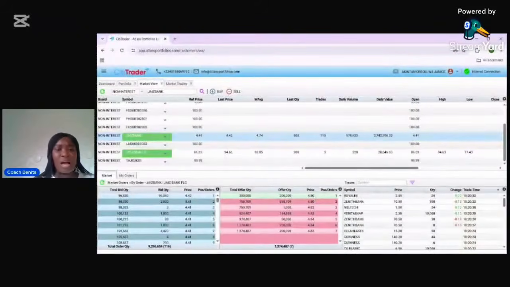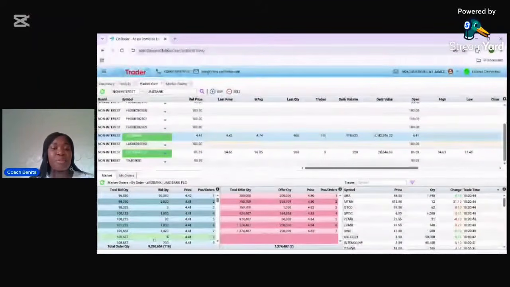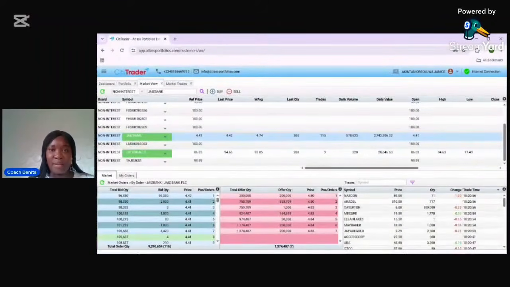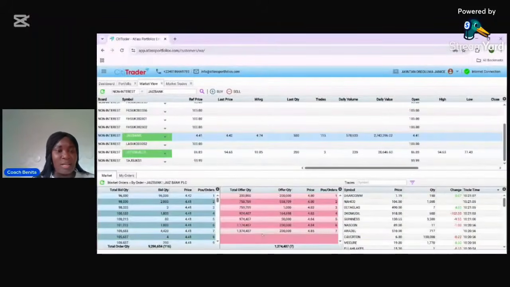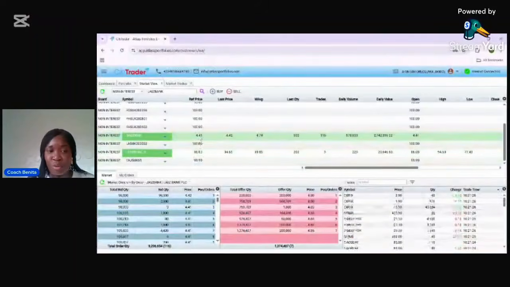So what happens? How do you make your decision as a trader or as an investor? Now, when you look at this volume, it tells you that there's a pressure in the market. Just like the law of demand and supply, when there is so much demand, the price increases. When there is so much supply, the price reduces. So now, since there are so many buyers, there is a buying pressure in the market. So many people want to buy these units of Jaiz Bank. Don't forget the price it closed yesterday was 4 naira 41 kobo.